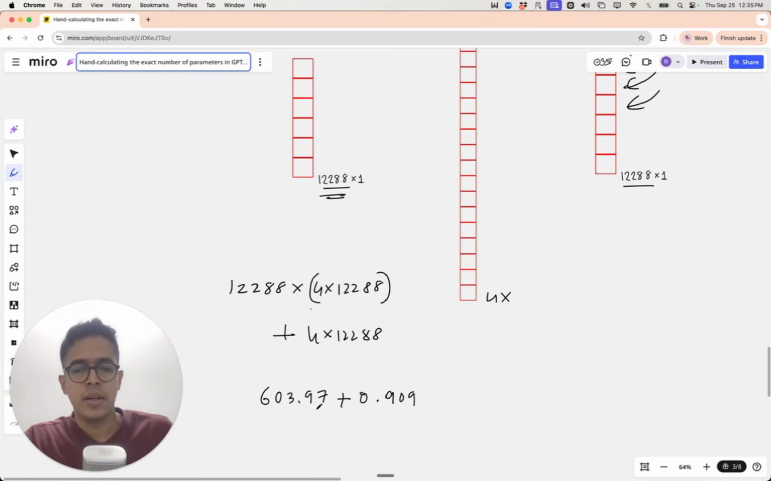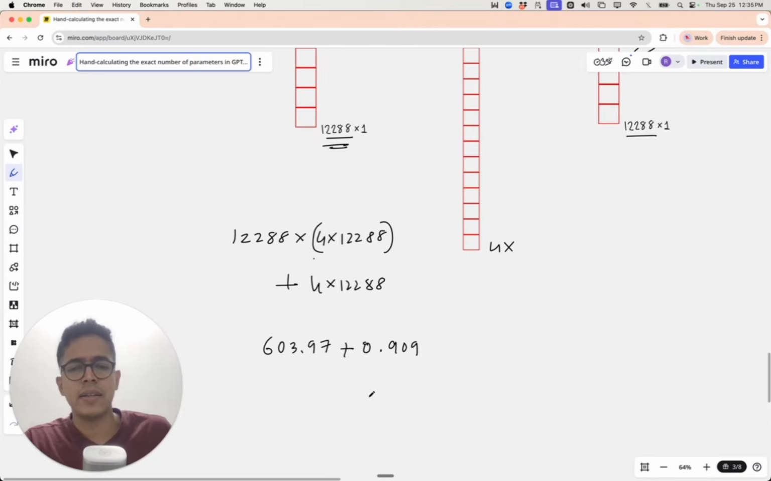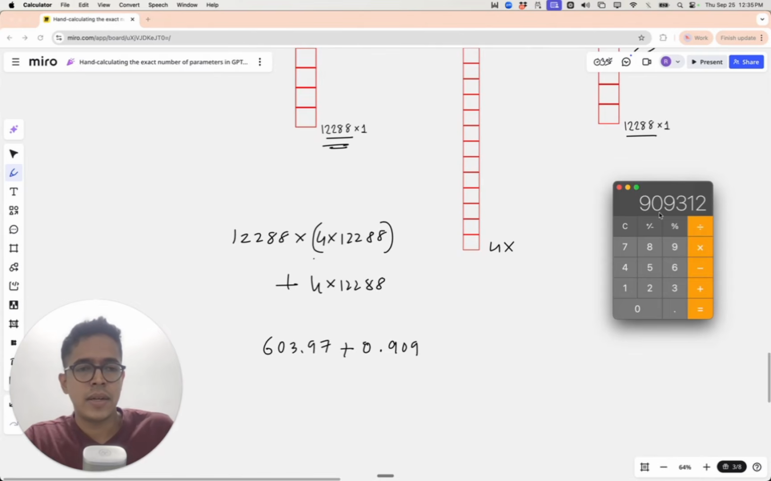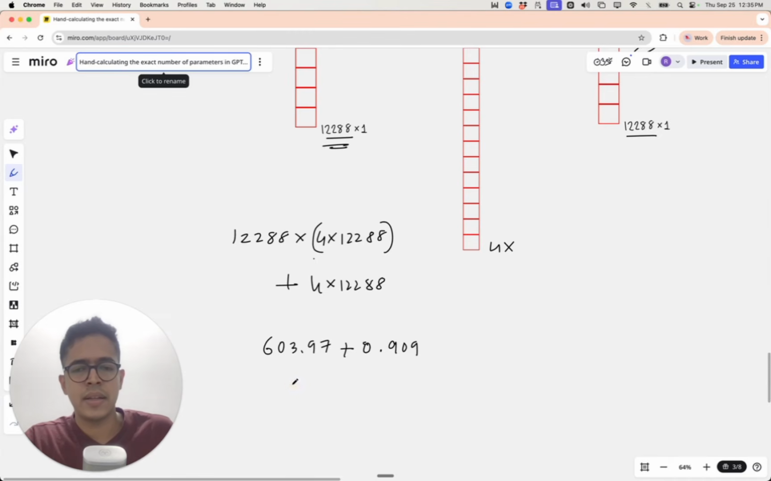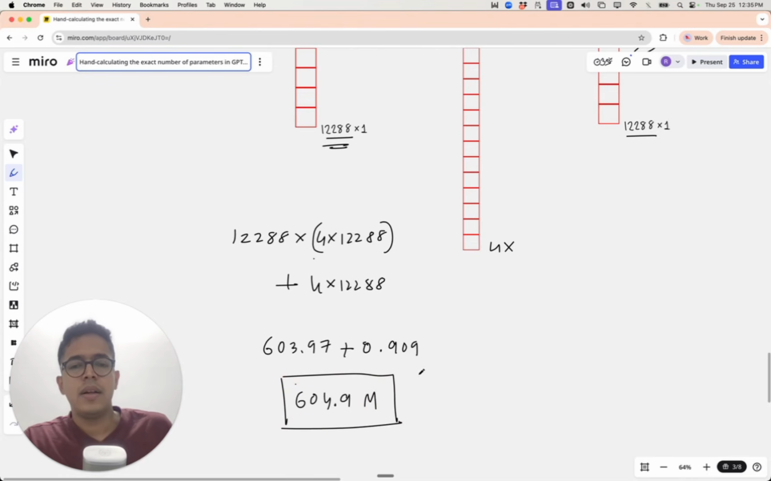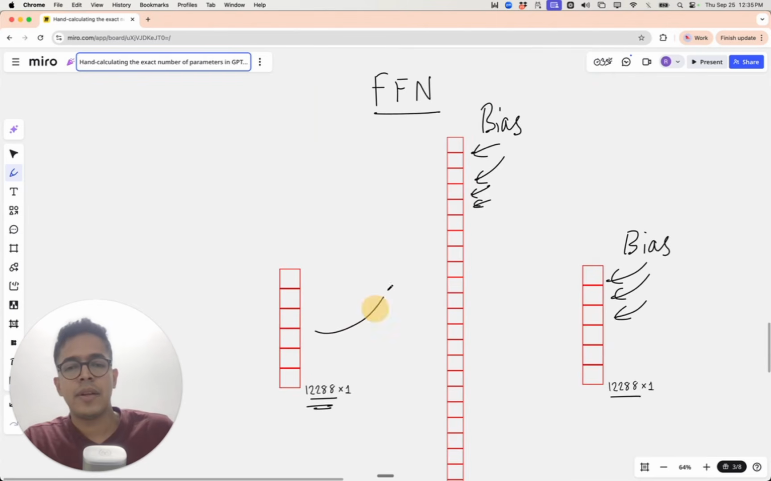0.909 million. So this will be around 604 plus 1, roughly 605 million parameters, something like that. 604 plus 0.9, so something like 604.9 million. So this is the first transformation from here to this.